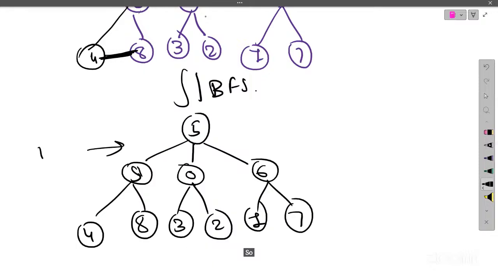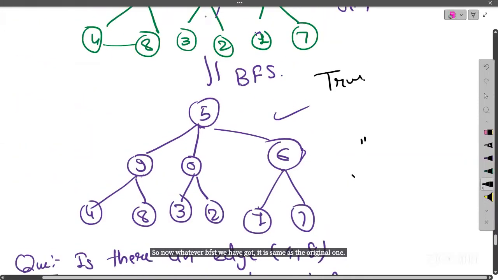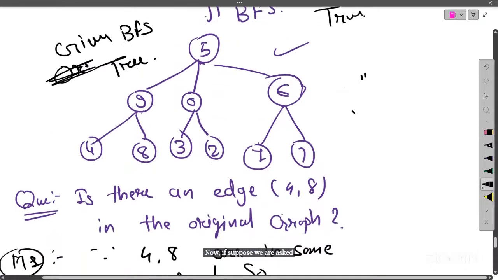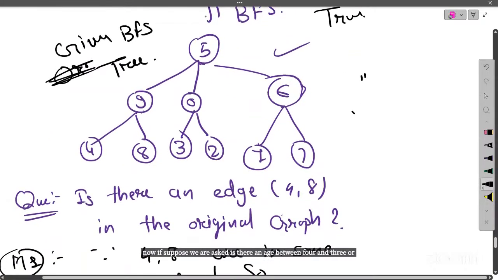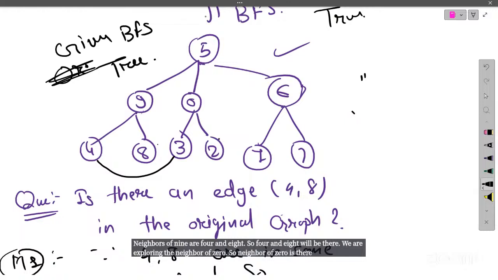So now whatever BFS tree we have got, it is the same as the original one. Right? So this is the original one for us, I mean the given BFS tree. Now suppose we are asked, is there an edge between 4 and 3, or 2 and 1? That's also fine. Because we are exploring the neighbors of 9, and the neighbors of 9 are 4 and 8, so 4 and 8 will be there. We are exploring the neighbors of 0, so 3 and 2 will be there. That means this edge is not considered.